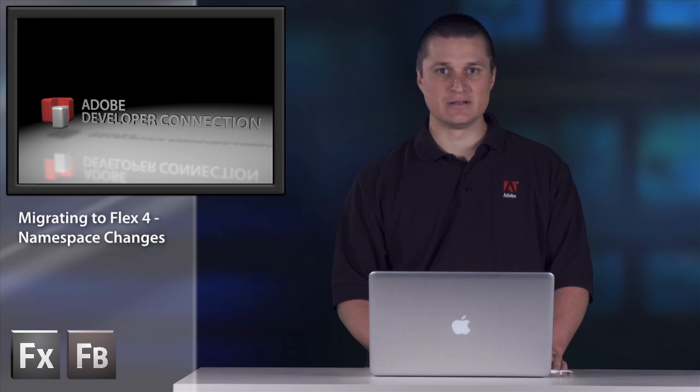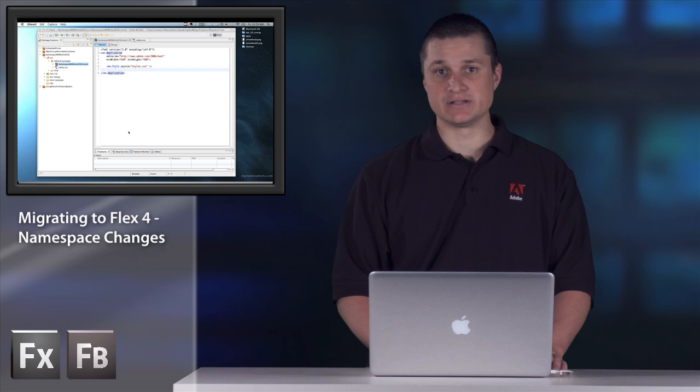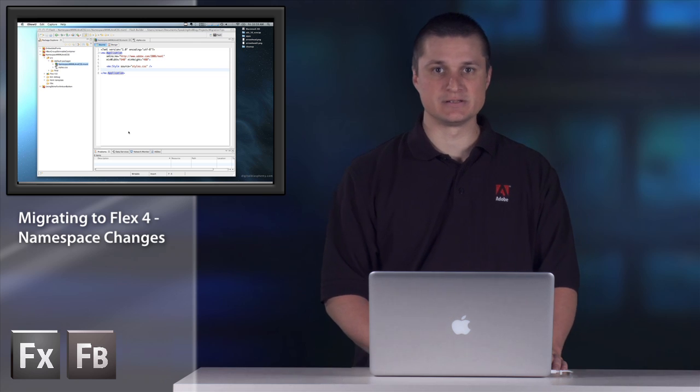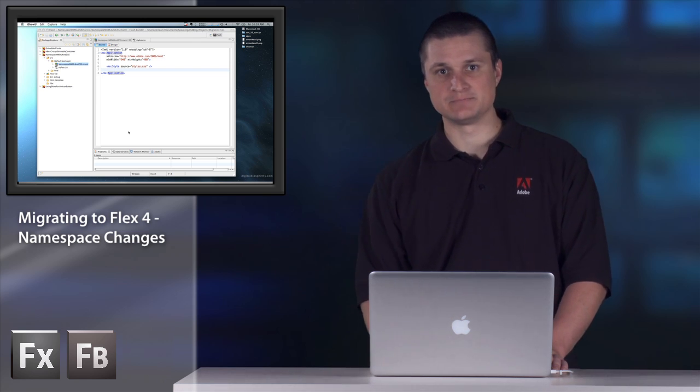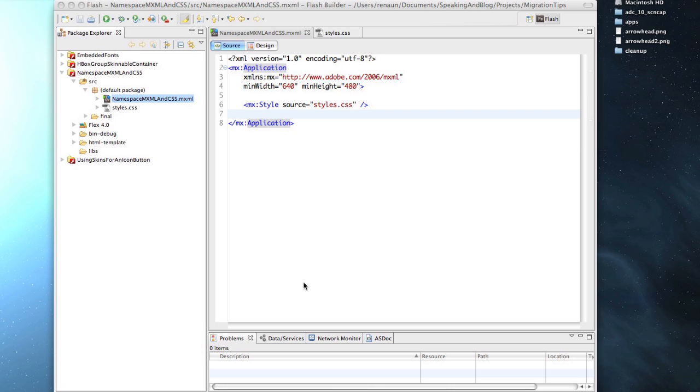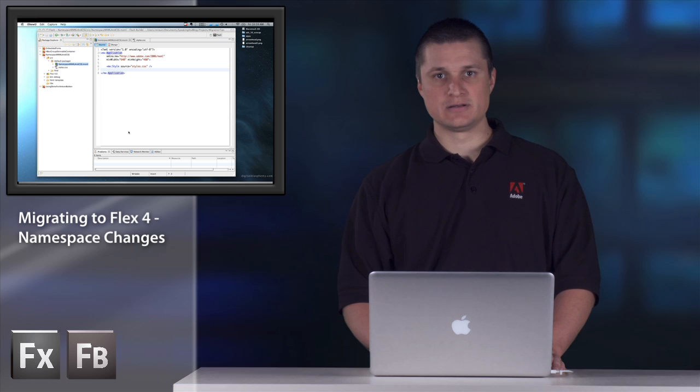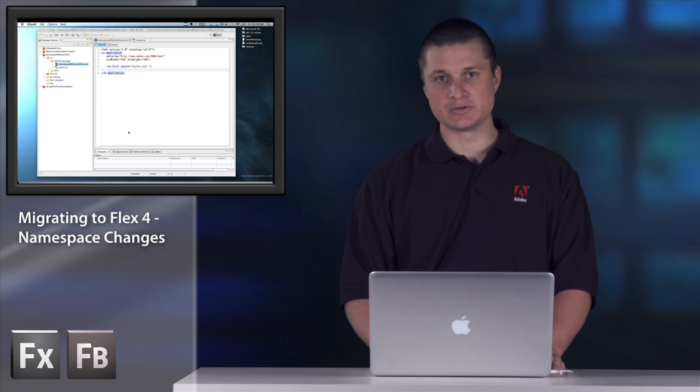In this video, I'm going to present the migration tip: changing namespaces in MXML and CSS. In Flex 3, the default namespace for MX components and MXML language-specific elements resides in one namespace. Flex 4 provides us with a new component set. This new component set is called the Spark components.